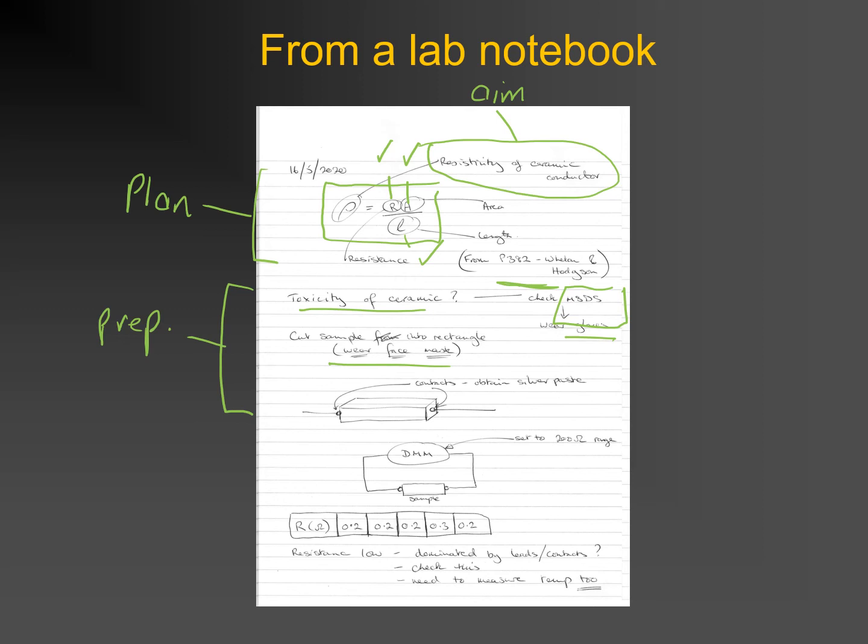A multimeter is shown here connected to the sample to measure its resistance. It appears that the values of the resistance obtained here are too low. There's a question mark on that. Could it be that the resistance is dominated by the leads and the contacts? And there's a remark here to check this and maybe also measure the temperature. So all of this would be part of a preliminary experiment, perhaps suggesting a little bit of a redesign of the experiment.